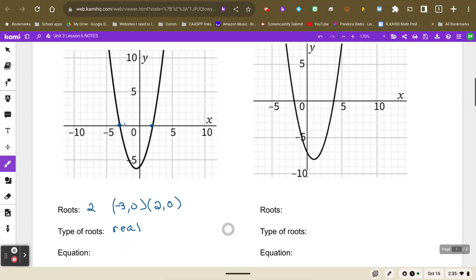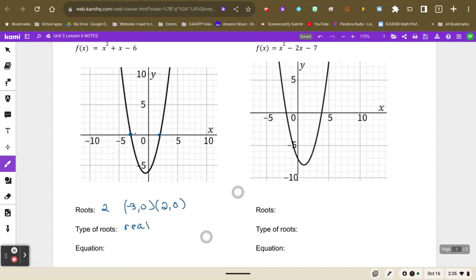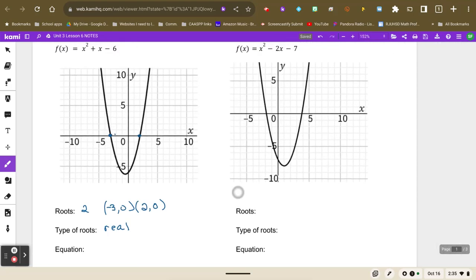And if we need to write the equation for them, if there's any number in front of the x squared, we bring it with it. But here there isn't. So what we're going to do is go x and the opposite of one of our roots. So instead of a -3, we're going to add 3, and x minus 2.